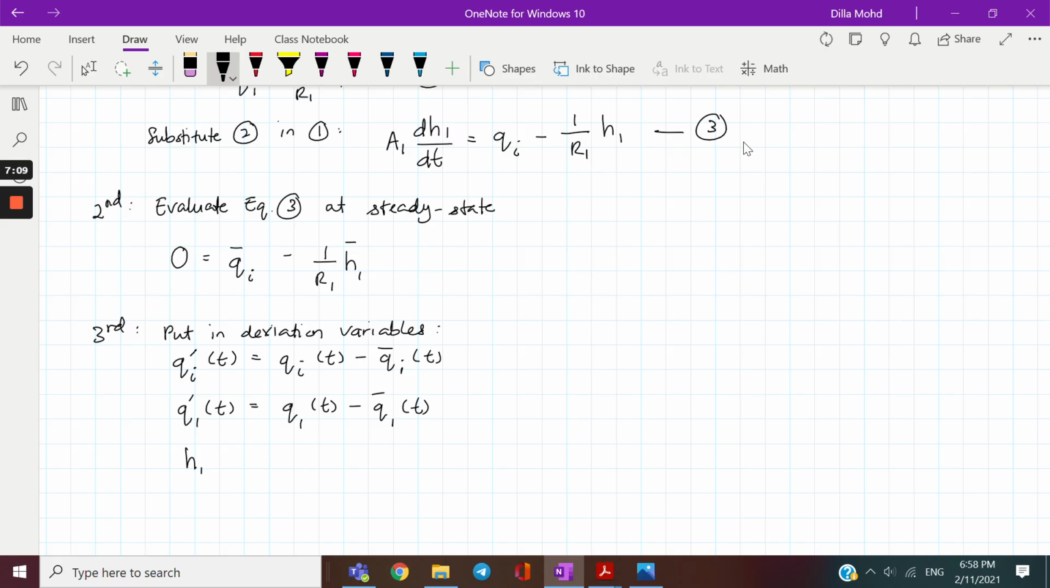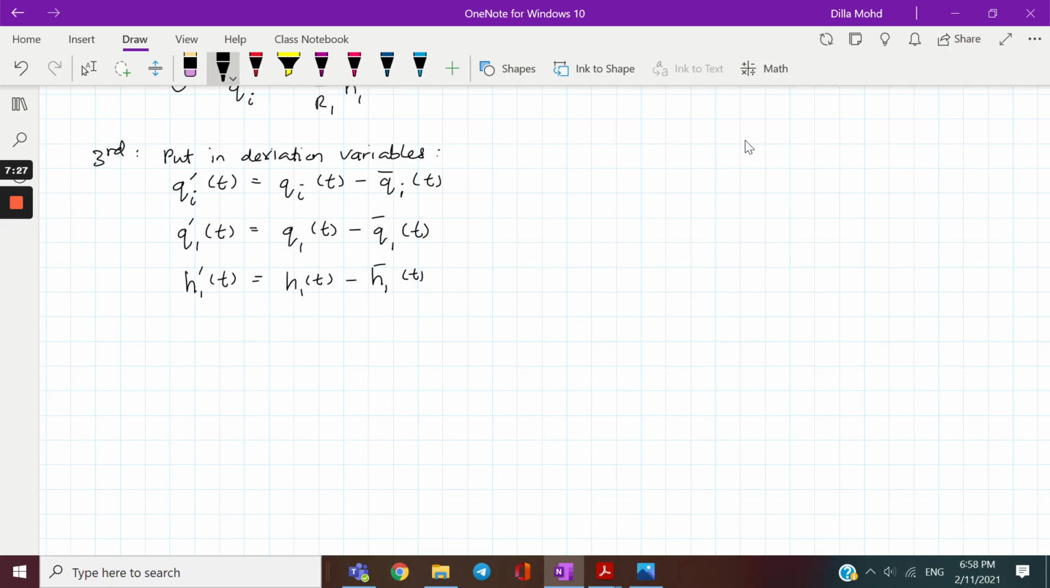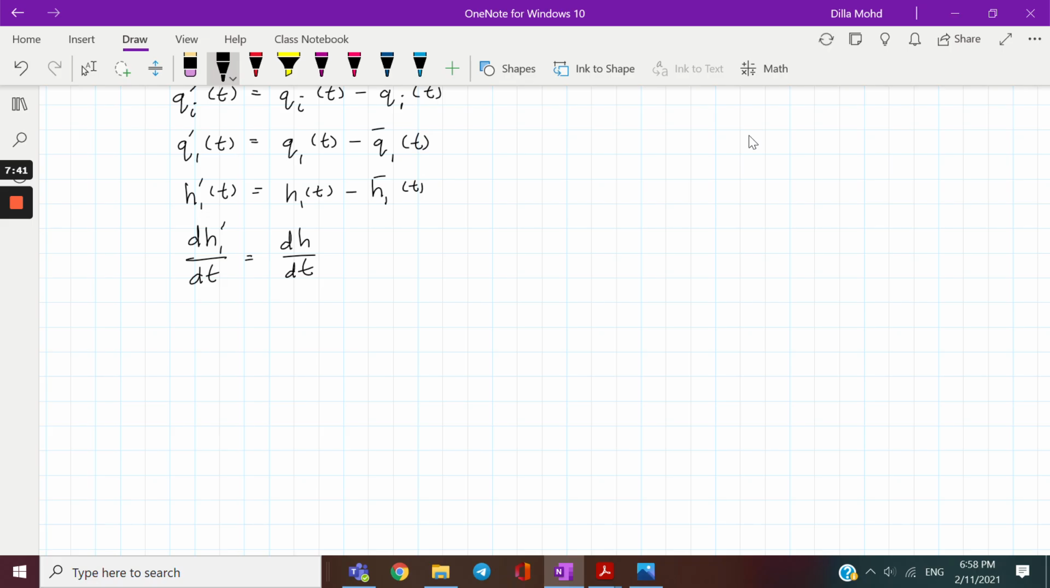And then I would have H1 prime equals H1 of t minus H1 bar. And don't forget, you have this term here, your derivative, dH1 prime/dt (you don't have to put the t) equals dH/dt. So the next thing you need to do is put the equation in terms of deviation variables.